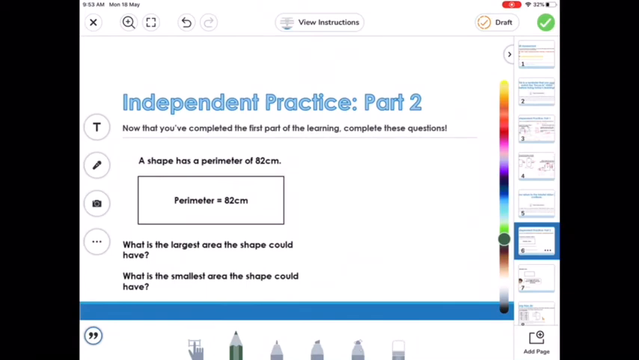Okay, last couple of questions. Now that you've completed the first part of the learning, complete these. A shape has a perimeter of 82 centimeters. What is the largest area the shape could have? What is the smallest area the shape could have? Let's start with the smallest first.